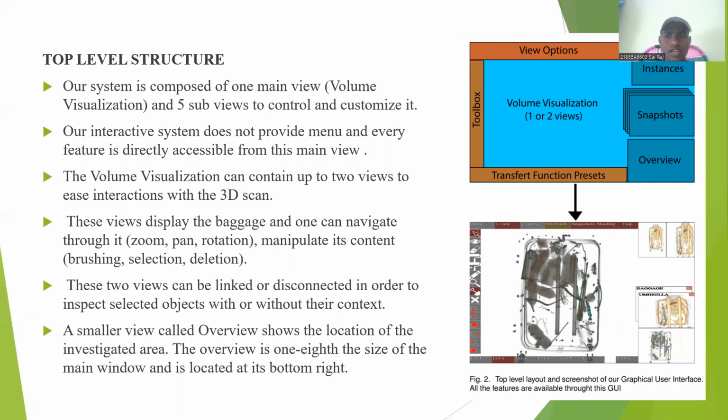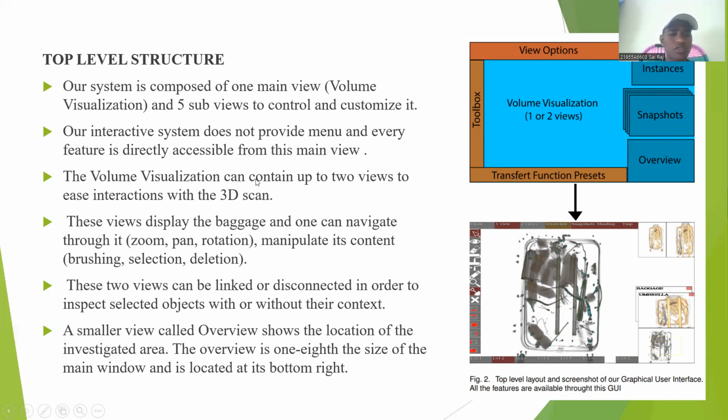This interactive exploration of 3D scan contains one main view, that is volume visualization, and 5 subviews to customize it. Here we can see the volume visualization and the other 5 views: view options, toolbox, transfer functions, and overview, snapshot, temporal instance. Our interactive system does not provide menus, and every feature is directly accessible from this main view.